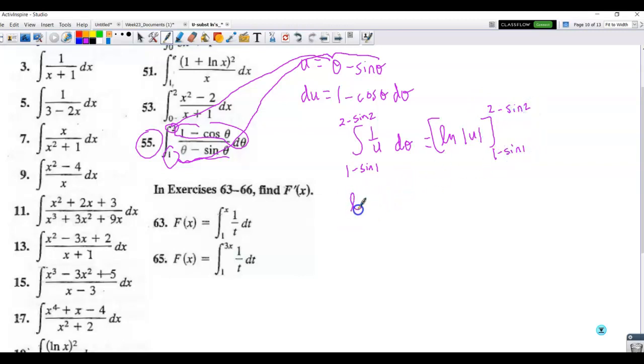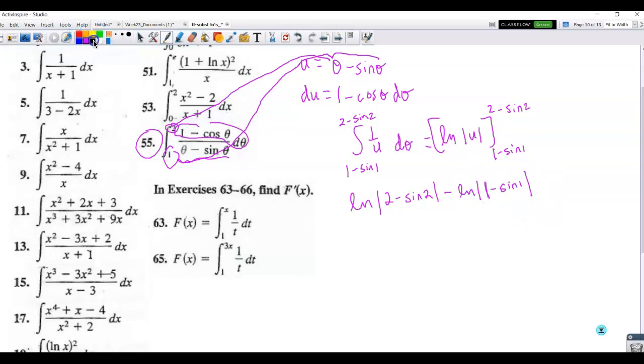I'm going to substitute the upper bound, so I have ln absolute value of 2 minus sine 2. And since you don't know whether that number is positive or negative, keep it in absolute values. Minus the lower bound, ln of 1 minus sine of 1. Keep it in absolute values since you don't know whether that's positive or negative.